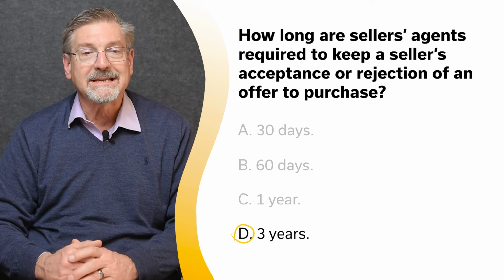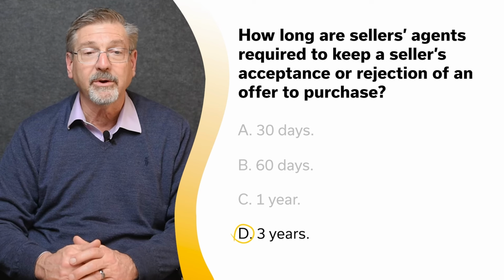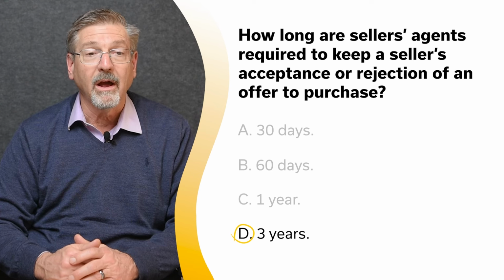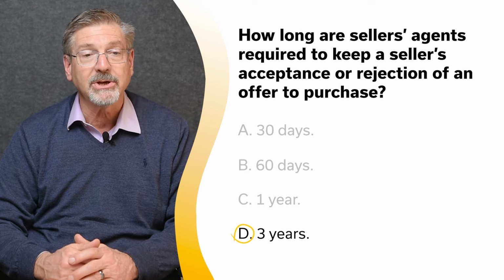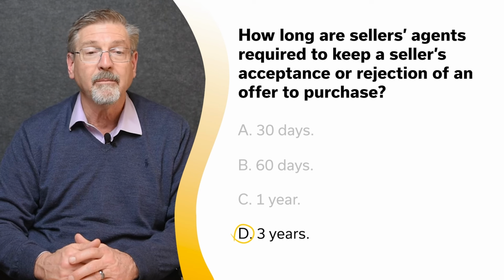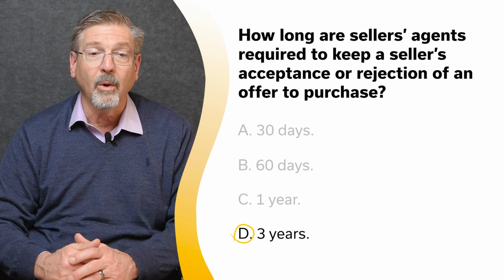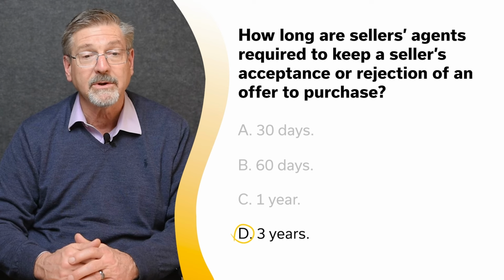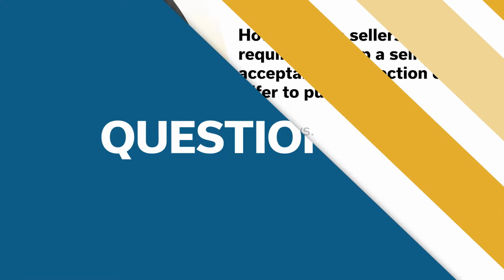When a seller's agent receives an offer to purchase the client's property, the agent must keep a record of the seller's acceptance or rejection of the offer and the date. After providing the offer or a copy of the record, the agent needs to keep that document in the broker's files for at least 3 years.